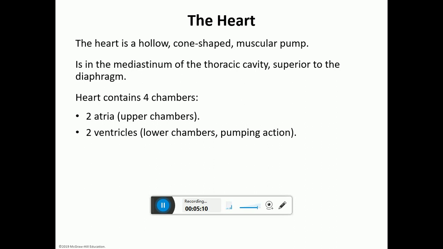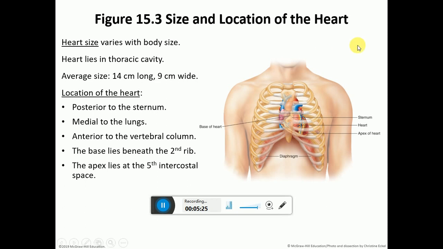So we'll talk first about the heart, which is the muscular pump. It is found in the thoracic cavity, in the mediastinum, right in between the 2 lungs. It is right on top of the diaphragm, and it's got 2 chambers on the top. Those are known as your 2 atria, and 2 on the bottom, known as the ventricles.